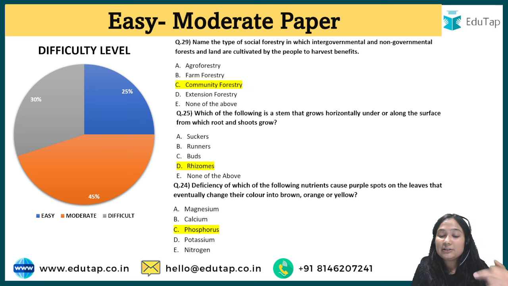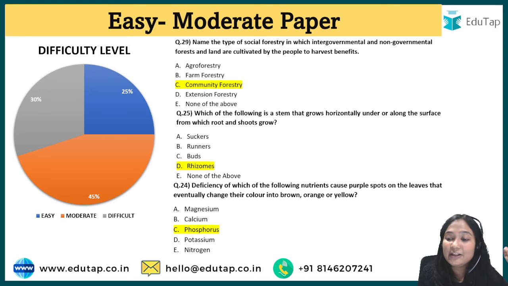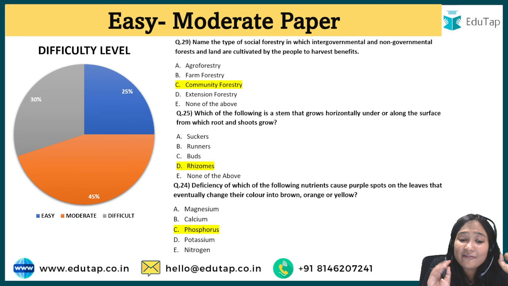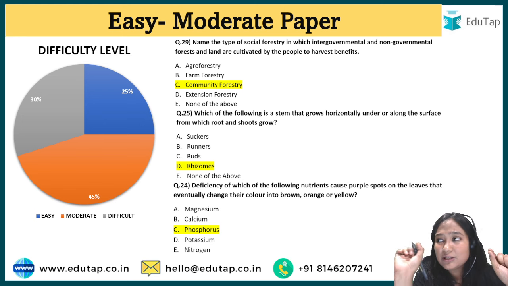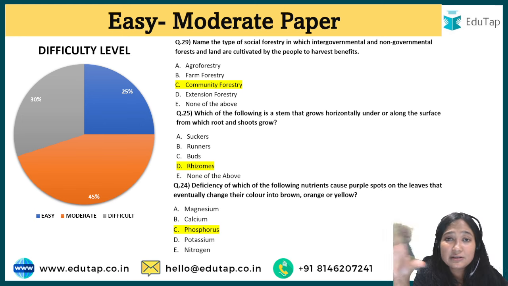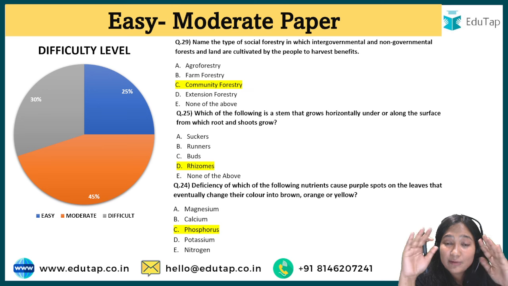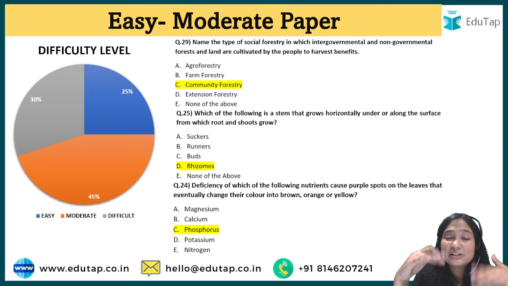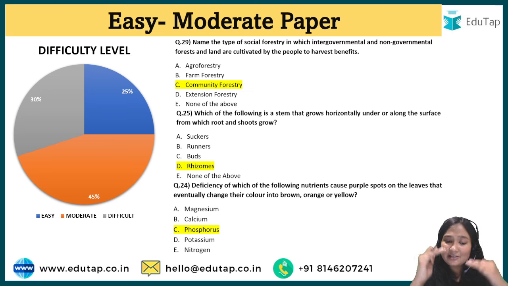Then the second question, as you can see, 25th question, the number has been marked 25th. Here you can see the people are confused between sucker and rhizome and runner. It was not only ki if you know ki vegetative ke liye we have those organs, this is enough. No, you need to have a clear understanding of what suckers are, buds are, rhizomes are, what is the difference between these three. ठीक है, then only you might have been able to answer this question. That is why it is a moderate level.